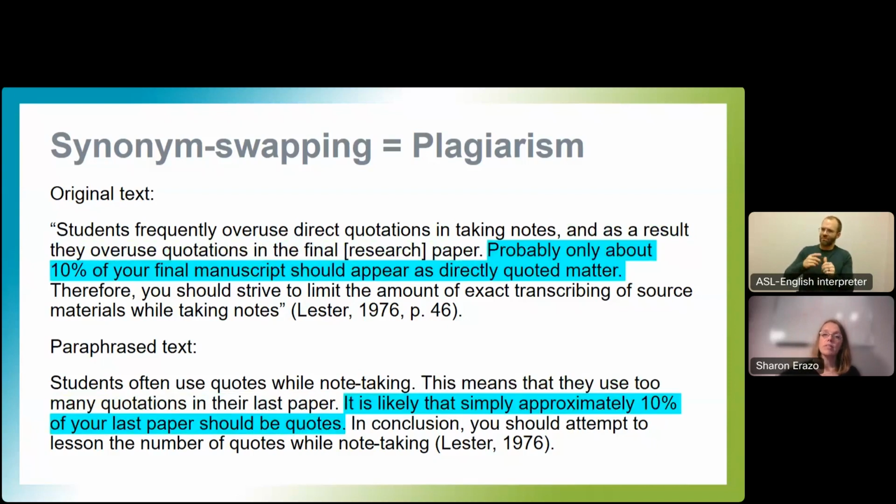The next sentence reads, probably only about 10% of your final manuscript should appear as directly quoted matter. And that's been paraphrased: it is likely that simply approximately 10% of your last paper should be quotes. We have pretty much, again, the same order of information here. It's probable, it's likely, 10%, 10%, final manuscript, last paper, quoted matter, quotes. So it's the same order of information, even though there's been some slight variation to the wording, but the overall sentence structure is very similar.